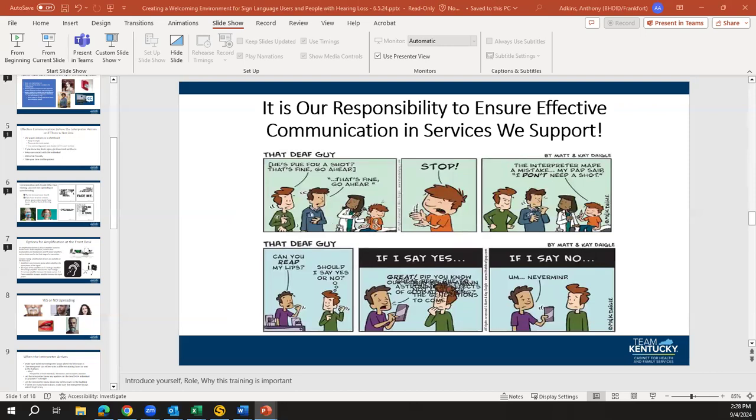These are some comic strips that are actually for our community. And this is how we're showing that it is our responsibility to make sure that effective communication occurs for the individuals who we support with our services. So in the first comic on top, you can see that a father is in a doctor's office with their son, and they have an interpreter.